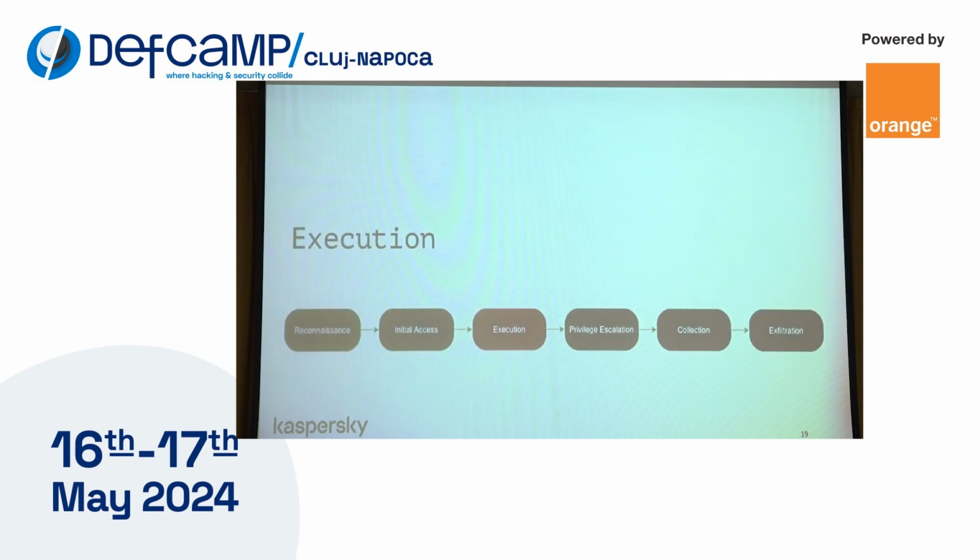The next phase is execution. Regardless of whether we got valid user credentials in the previous steps, there are a few ways to execute commands on the mainframe.